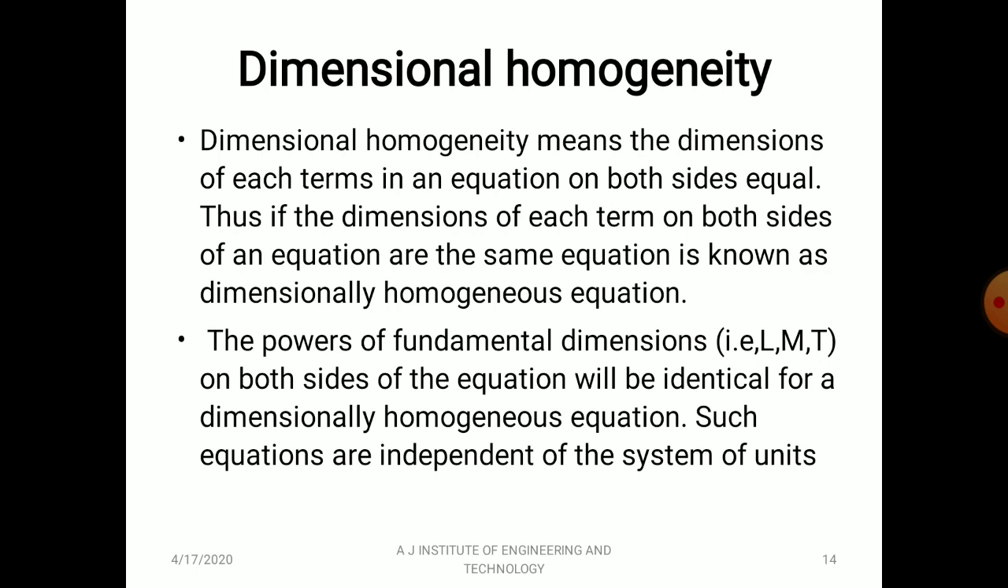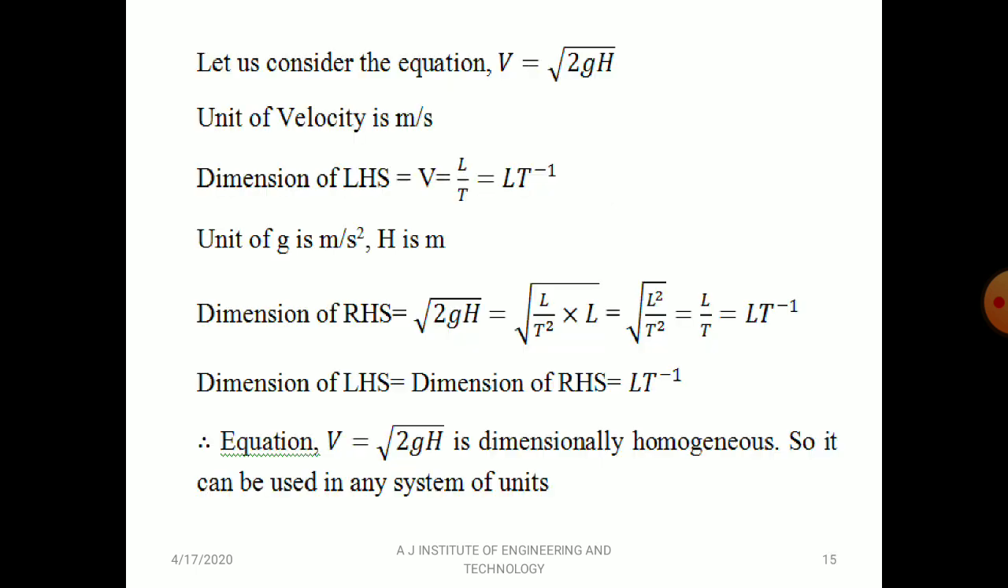The powers of the fundamental dimensions, that is L, M and T, on both sides of the equation will be identical for a dimensionally homogeneous equation. Such equations are independent of the system of units. So the powers of M, L and T, those are called fundamental or primary quantities, should be equal on both sides of the equation. Then such an equation is called a dimensionally homogeneous equation.